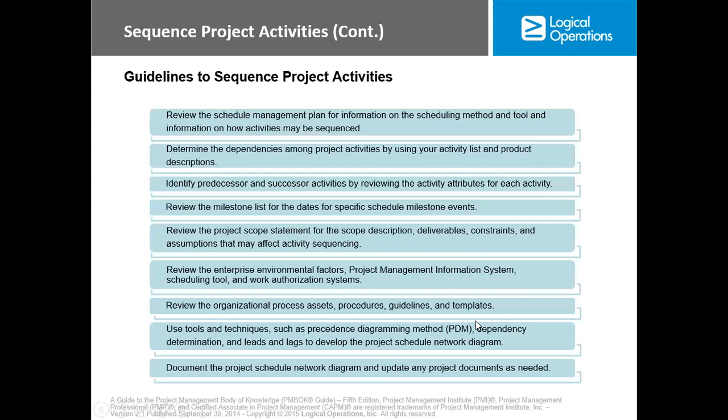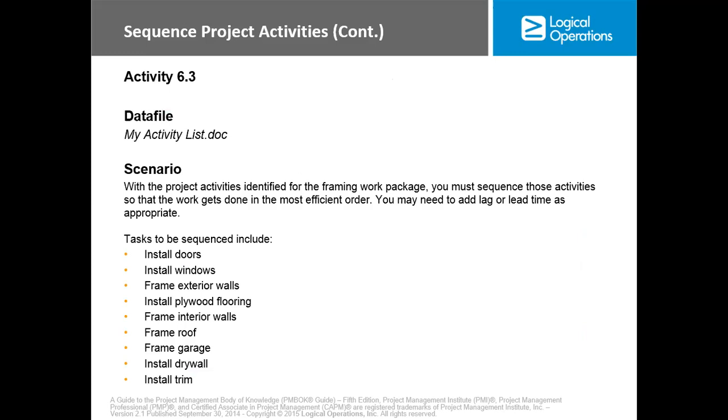Okay, guideline to sequence project activities: review the schedule management plan for information on the schedule model, methods, and tools, and information on how the activities will be sequenced. Determine the dependencies among project activities by using your activity list and product description. Identify predecessor and successor activities by reviewing the activity attributes for each activity. Then review the milestone list for details on specific schedule milestone events, and so on and so forth. You can read that later.